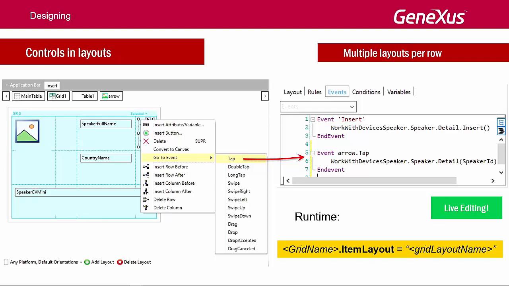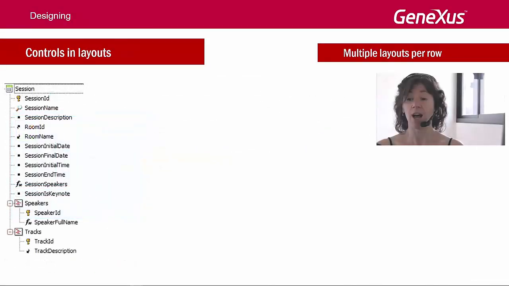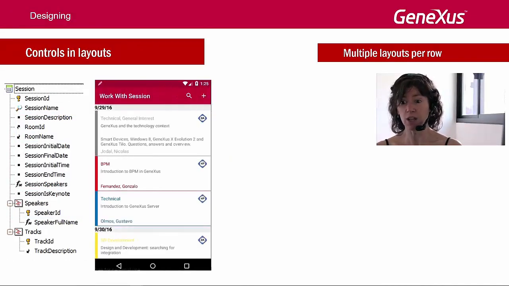That is to say, we will be able to specify which layout we want to load for a line at runtime with the grid name, period, item, layout. Let's see it with an example. Here is the transaction that records the sessions. Next to it is the list of sessions, work with sessions, grouped by date, as we can see.